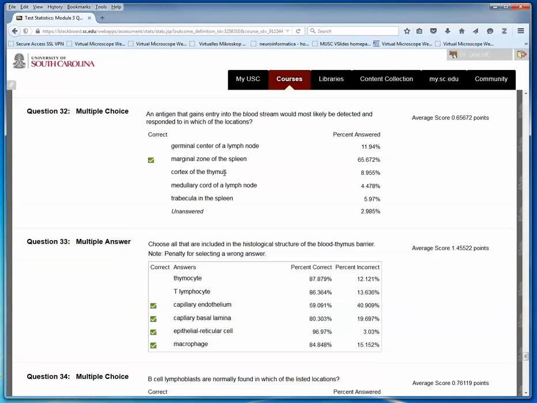The medullary cord of a lymph node is where some plasma cells would be to put antibodies into the lymph, which eventually gets in the bloodstream. And the trabeculum of the spleen, that's the stroma of the spleen. That's collagen. So the only correct answer would be the marginal zone of the spleen, where you have cells that can capture the antigen as the blood flows through that area of the spleen.